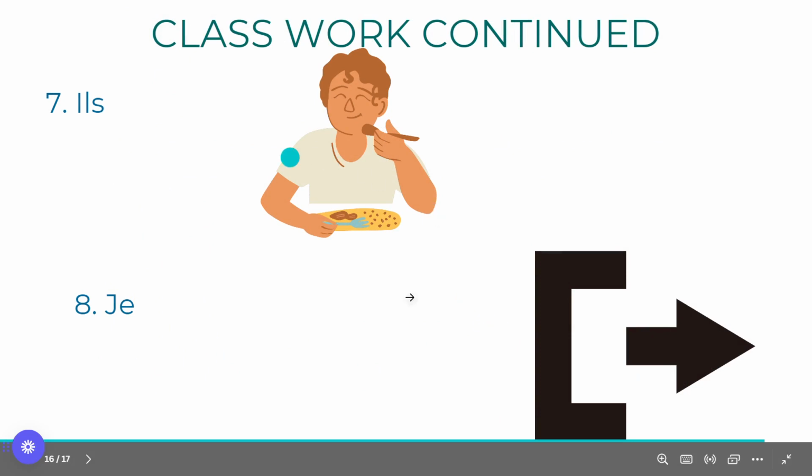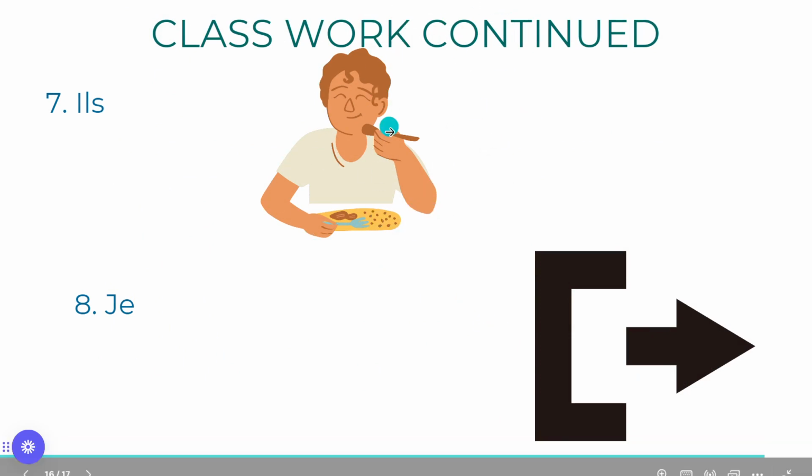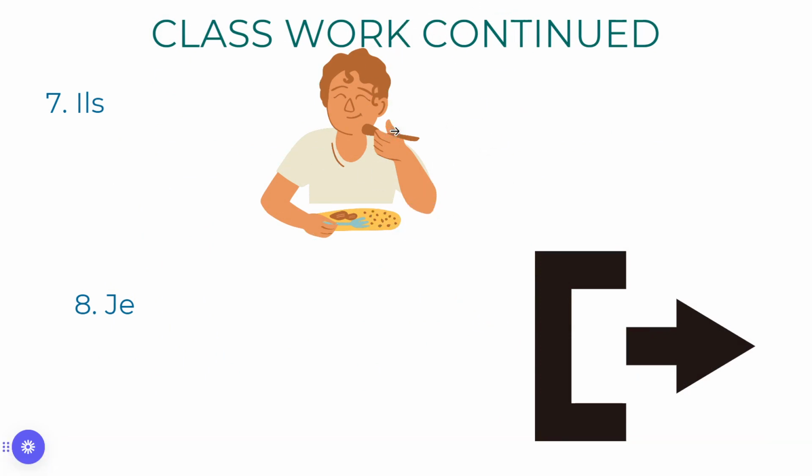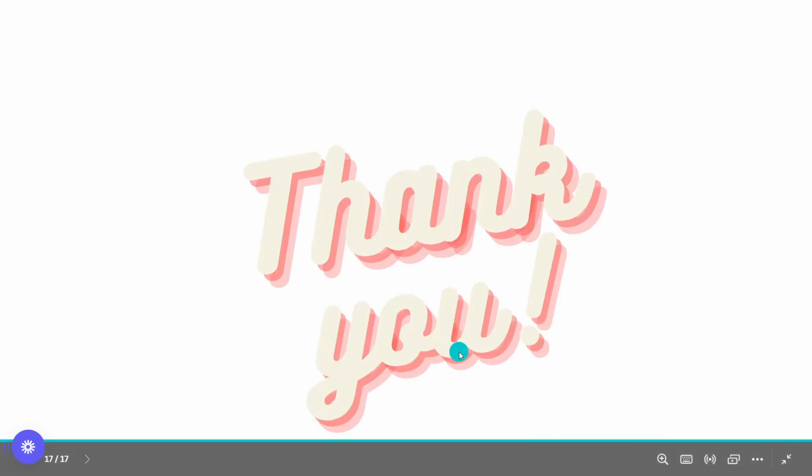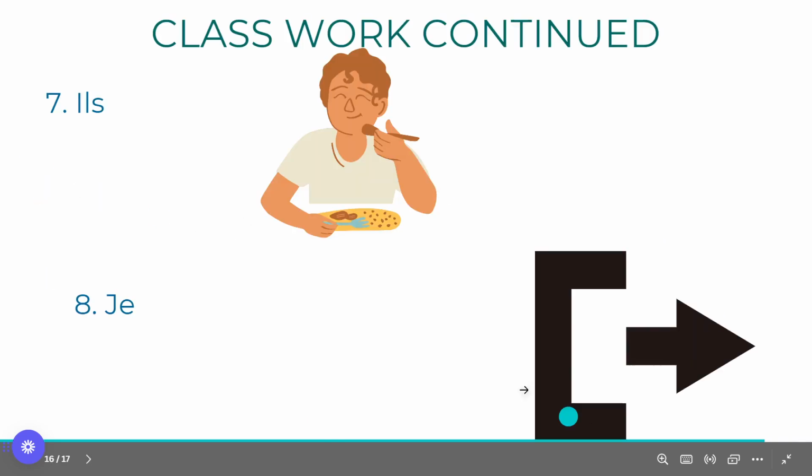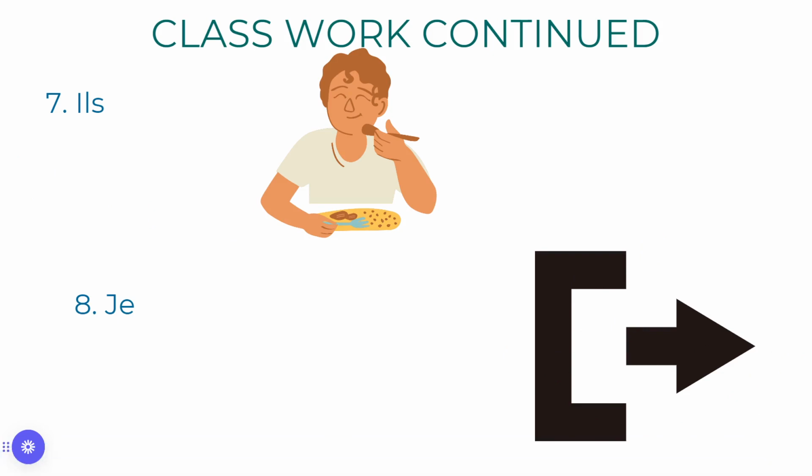Now, next. What is this boy doing? He is eating. So what will the conjugation be? Mange. What is the sign for? To exit, right? So what will the verb be? Quitter. And the conjugation will be quitte.